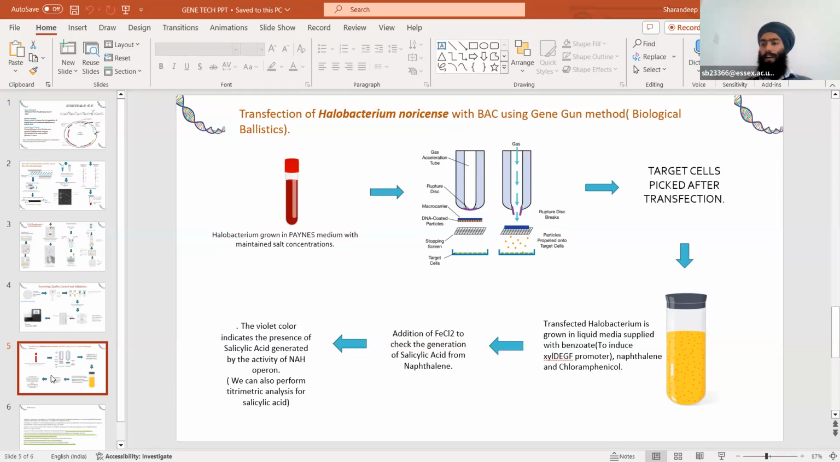The target cells, fixed after the transfection, were grown in a liquid media supplied with benzoate. Benzoate allowed the induction of the xylDEGF promoter, along with naphthalene and chloramphenicol. To check the working of the NAH operon, addition of FeCl3 gives a color, which indicates that the salicylic acid has been generated by the activity of the NAH operon.